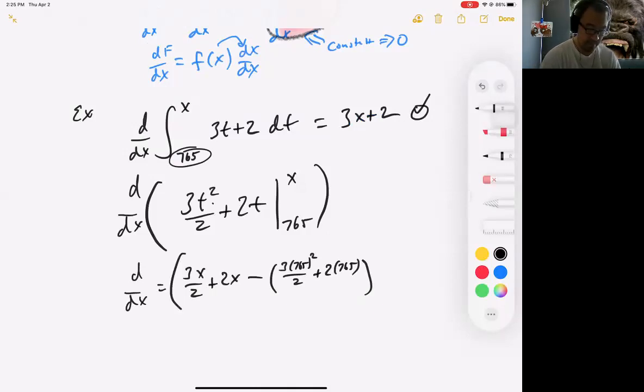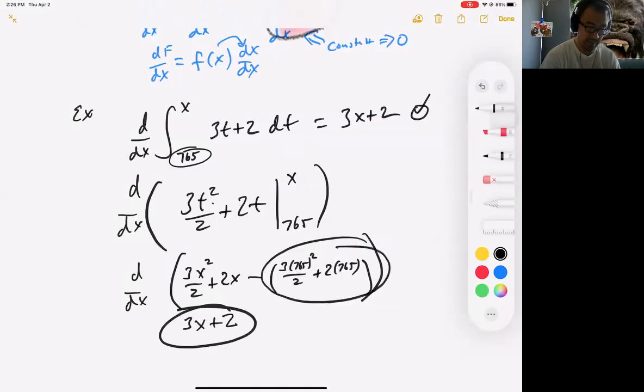Okay, but aren't we still taking, sorry, that's not an equal sign. Aren't we still taking the derivative of this? What's the derivative of 3x squared over 2? That's just 3x. What's the derivative of 2x? Just 2. That looks like your answer. But what about all this left over in the back? That's all just a constant. It was going to go away anyways.